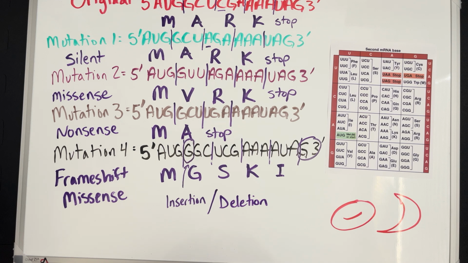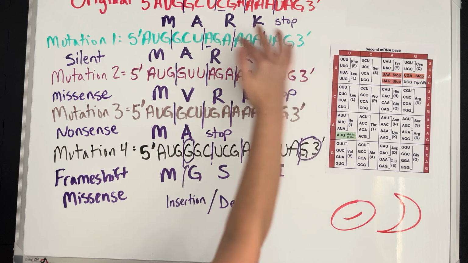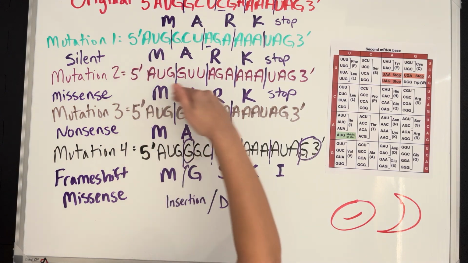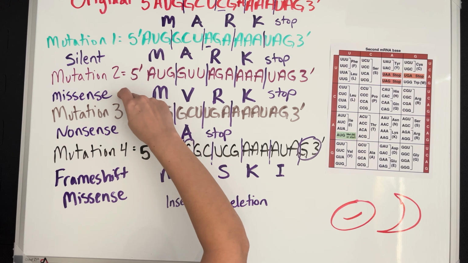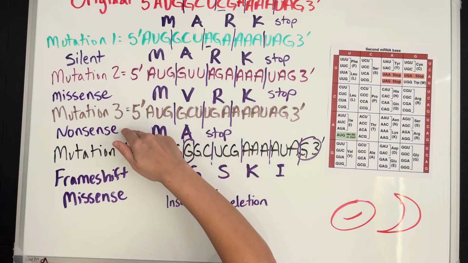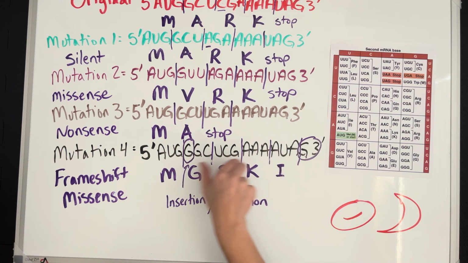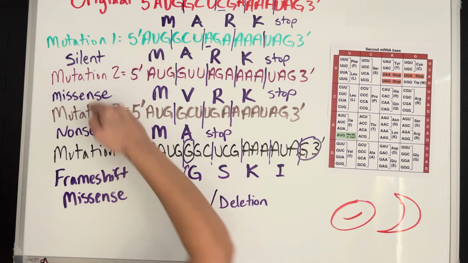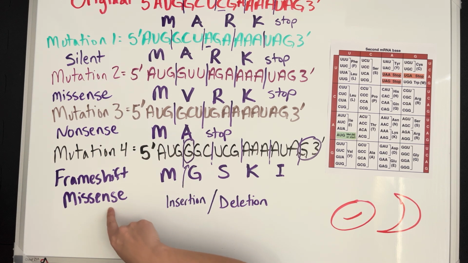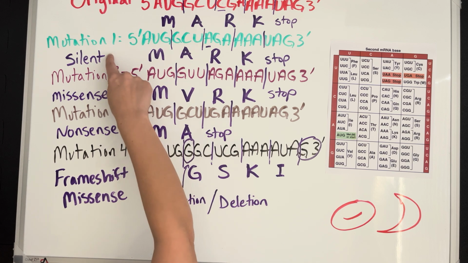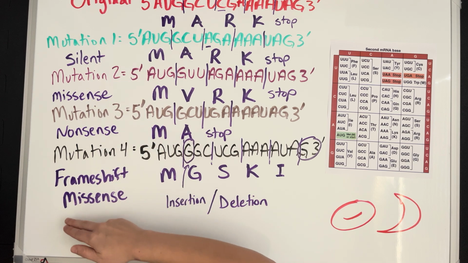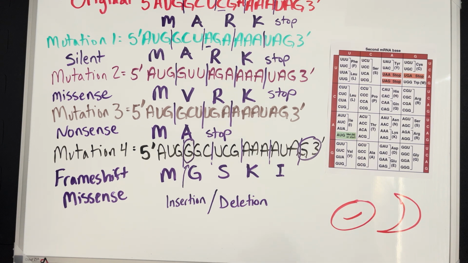So again, always translate it first. If your translation is the same as your original, it's silent. If it spells a different word, it's missense. If it stops early, it's nonsense. And if there's an insertion or a deletion that moves the whole reading frame, then it's a frame shift plus one of these three. Most of the time it'll be missense or nonsense. It's really hard to get a frame shift silent, but you have to include both frame shift and which of these first three. Okay, so that's how you'll do translation on your genetics assignment and on the test.